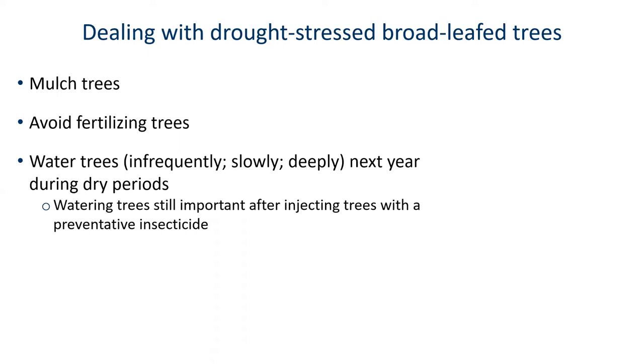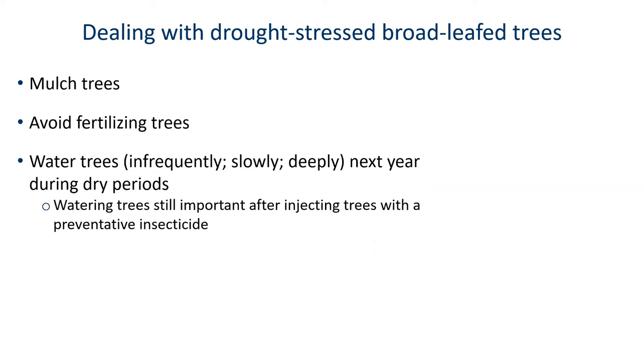Fertilizing trees. My understanding with fertilizing plants is if a plant is stressed, you really don't want to fertilize it in a way that encourages shoot growth. Because if you encourage shoot growth, that puts greater water demand on the tree. And if the tree has fewer roots than it normally would due to past root damage from flooding, from drought, it's just not going to be able to get enough water. So if you're able to avoid fertilizing, I would recommend doing that.